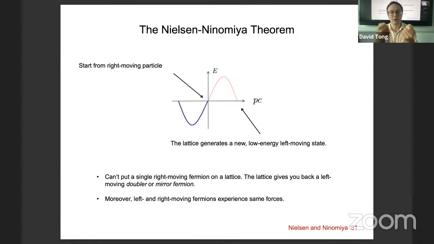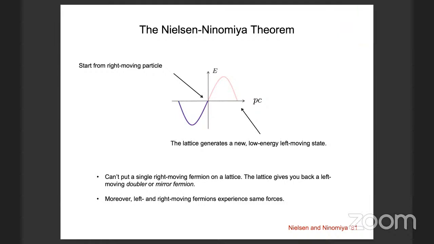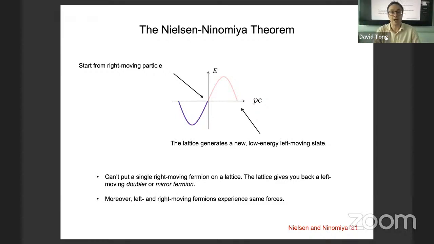So if you couple this fermionic field to, say, a gauge field, this fermion will experience that force, but this fermion, the doubler, also will, meaning that you get a vector-like theory on the lattice, not a chiral theory. So this is the Nielsen-Ninomiya theorem. It dates back to the early 1980s. And the question is, how can we find a way to evade this theorem and ultimately, ideally, simulate chiral gauge theories on the lattice? Okay. Any questions about this?